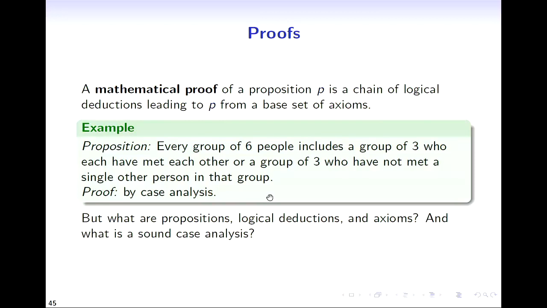Mathematical proofs, they also use logic. You can view a mathematical proof as when you have a proposition P, a claim that you want to prove. A mathematical proof typically is a chain of logical deductions leading to P from a base set of axioms. Here's another example. An interesting fact, theorem, proposition is that every group of 6 people always necessarily includes a group of 3 who each have met each other, or the 6 people include a group of 3 who have not met a single person in that group.